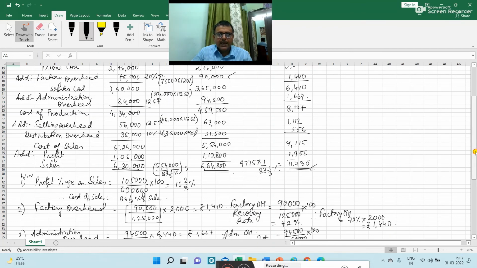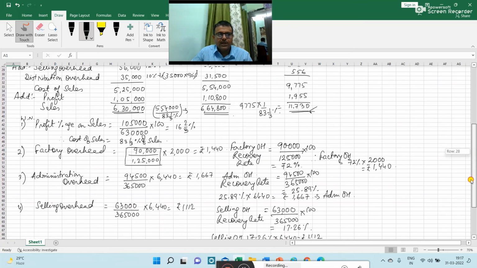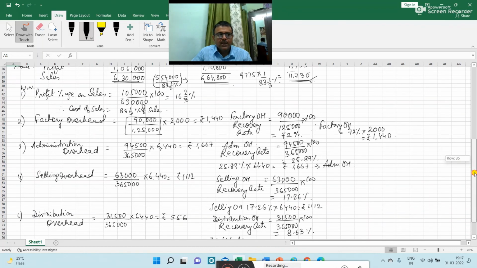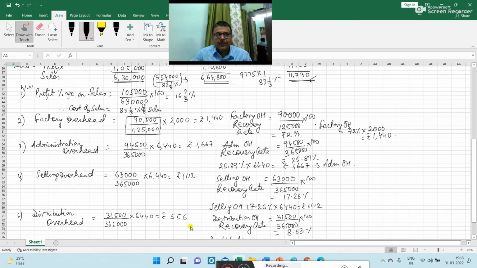So similarly, I have calculated the amount of administration overhead, and administration overhead is recovered as a percentage of works cost, which is calculated at 1,667, and the administration overhead recovery rate is calculated at 25.89. And selling overhead I have calculated at 1,112, and the selling overhead recovery rate is 17.26%. And the distribution overhead I have calculated at 556, and distribution overhead recovery rate is 8.63%.